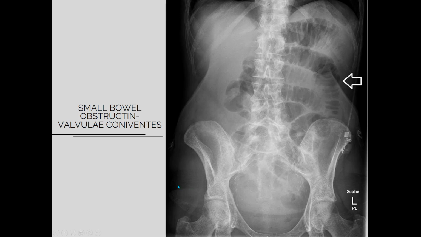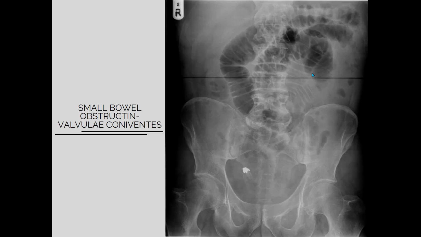In this small bowel obstruction, you can notice this stack of coins picture, okay. This is basically called the valvulae conniventes. You can just notice that these valvulae conniventes are through and through, okay, and equidistant, equidistant and through, okay. So this shows that this is valvulae conniventes. Here also you can notice the valvulae conniventes, okay. These are through and through.